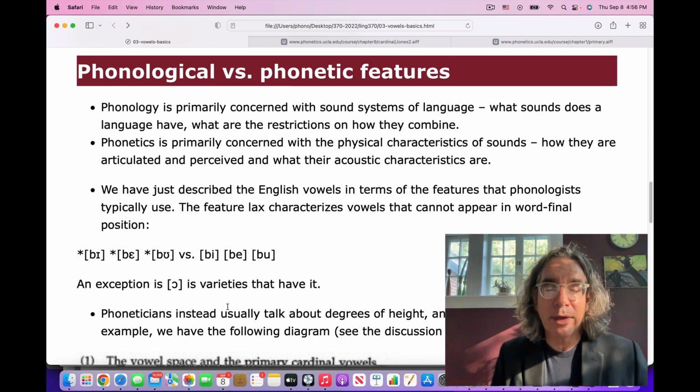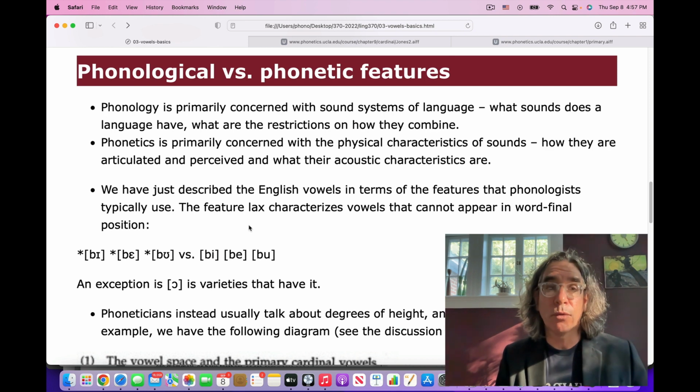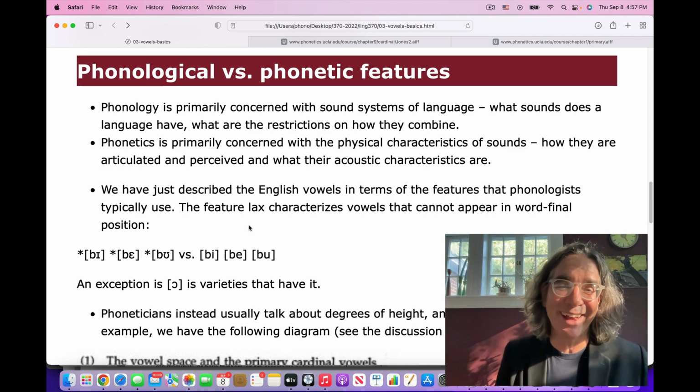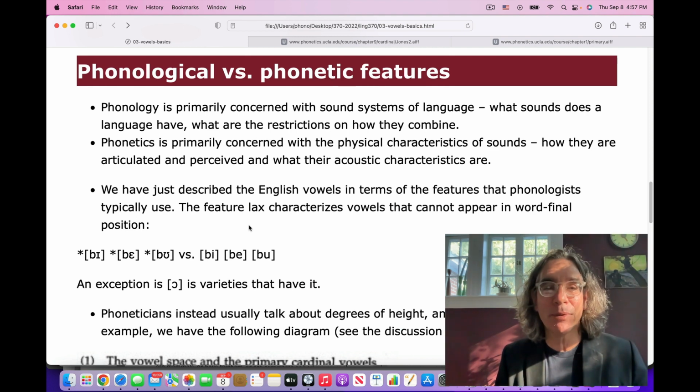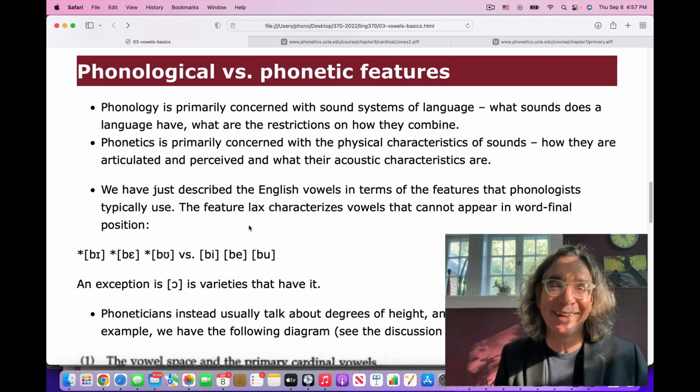We just described the English vowels in terms of features that phonologists typically use. So the feature lax that we've been using for E, I, and so on also characterizes vowels that are banned from word final position. That is, it's useful for a phonological restriction on the shape of words. So B and be and b are all impossible words in English. Not only are there no words that have this shape, but one wouldn't invent one for a new product name. Whereas B, bay, and boo are all fine. Exception, unfortunately, is that aw is in fact a lax vowel.